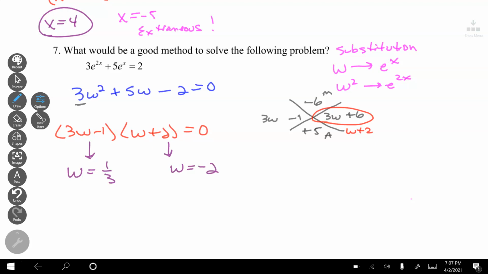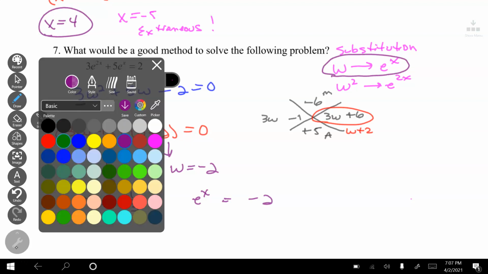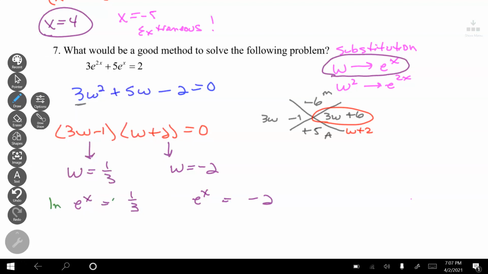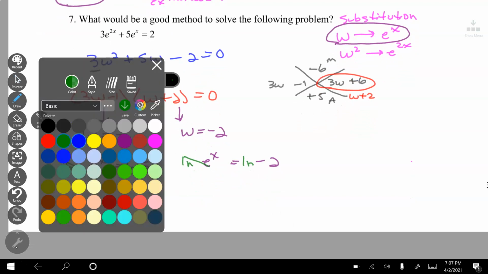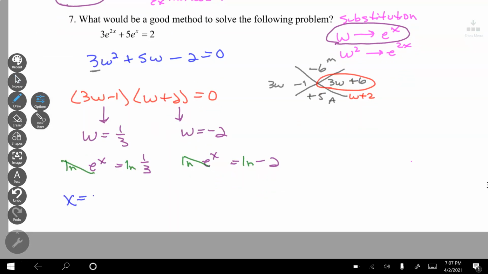I'm solving for x. So I got to go back and remember that w was e to the x, so e to the x is equal to 1/3, and e to the x is equal to negative 2. So how do I get rid of that e with e to the x? Oh yeah, my logarithms. ln, ln, ln, ln, and these cancel and these cancel. I have my solution is going to be x is equal to the ln of 1/3.